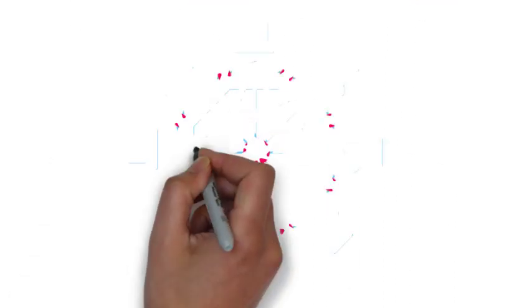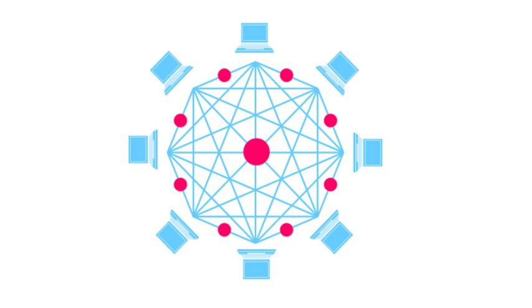To recapitulate, blockchain is a consensus-based, secure, decentralized distributed database which stores data immutably over a peer-to-peer network.